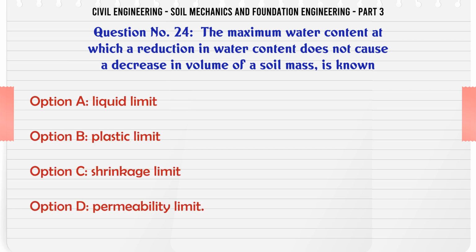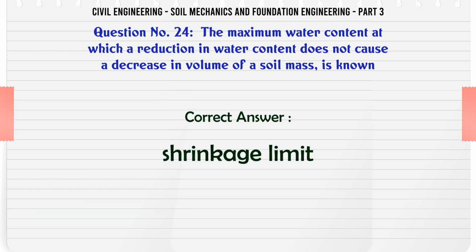The maximum water content at which a reduction in water content does not cause a decrease in volume of a soil mass is known as: A. Liquid limit, B. Plastic limit, C. Shrinkage limit, D. Permeability limit. The correct answer is shrinkage limit.